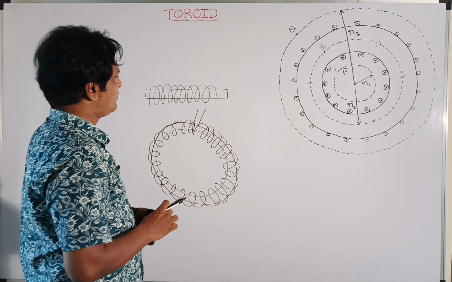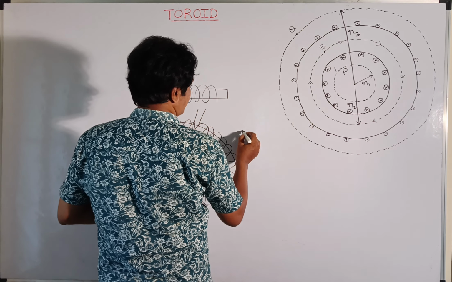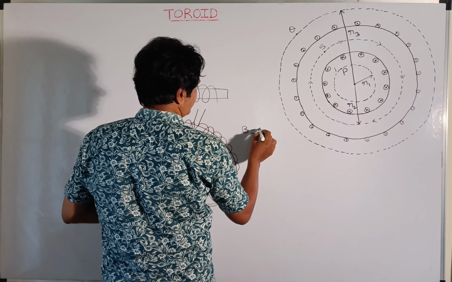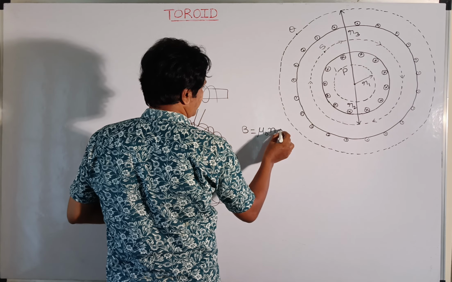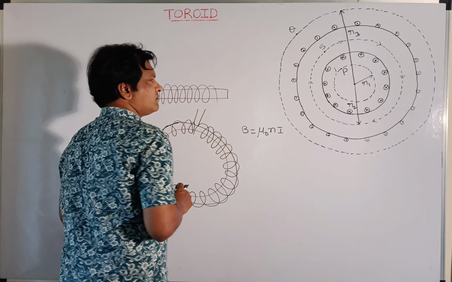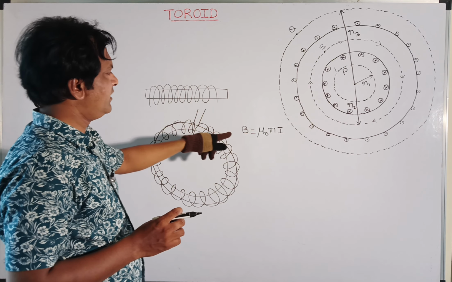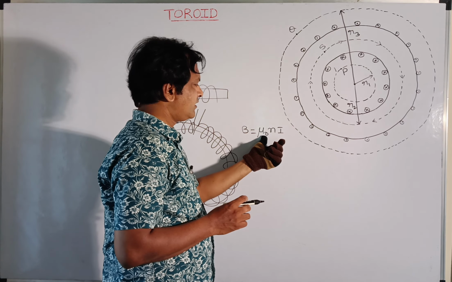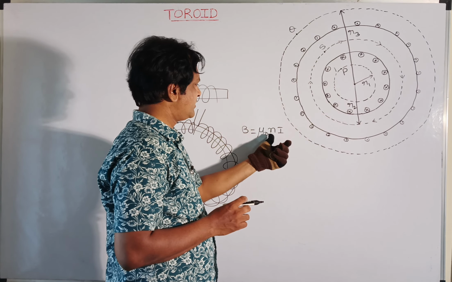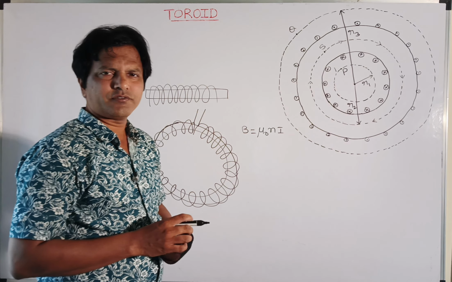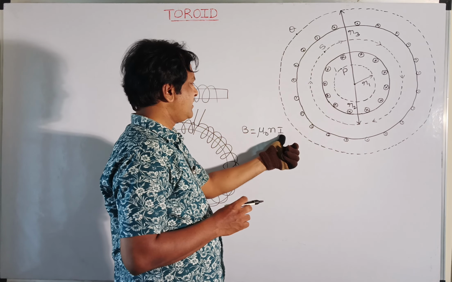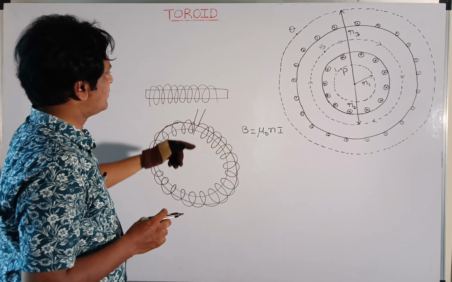So we know for a solenoid the magnetic field inside will be mu naught n I. Here mu naught is the permeability of free space, n is the number of turns per unit length, and I is the current flowing through the coil.